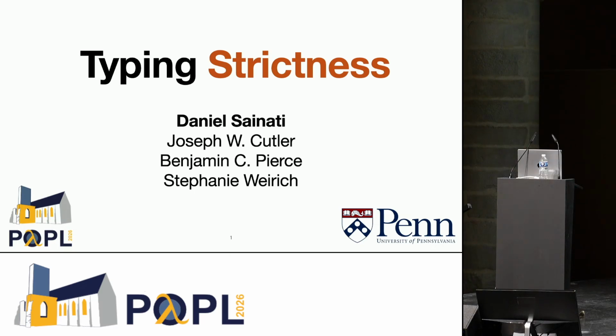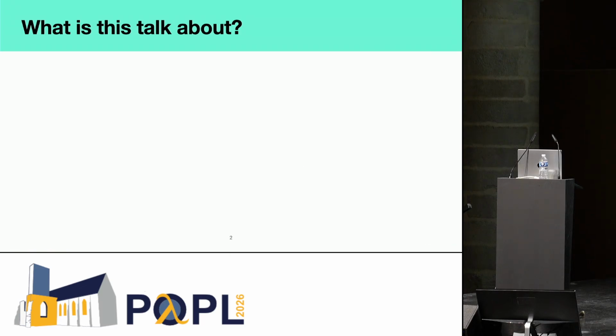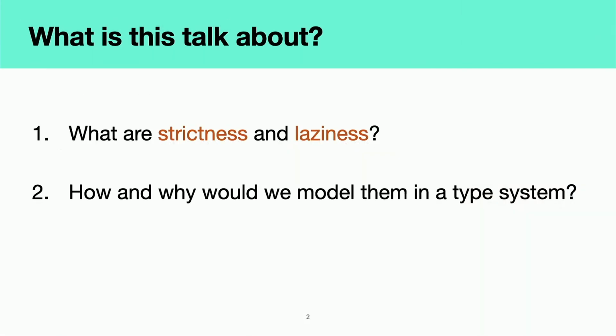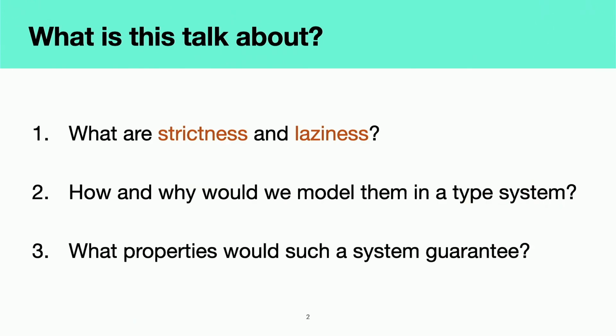Today I'm going to be talking about my work with my collaborators at Penn on using type systems to model strictness. So in this talk I want to try to answer three main questions. First, what are strictness and laziness? Second, why would we model them with a type system and how would we go about doing so? And third, what properties would such a system guarantee? What benefit would we get from this approach?